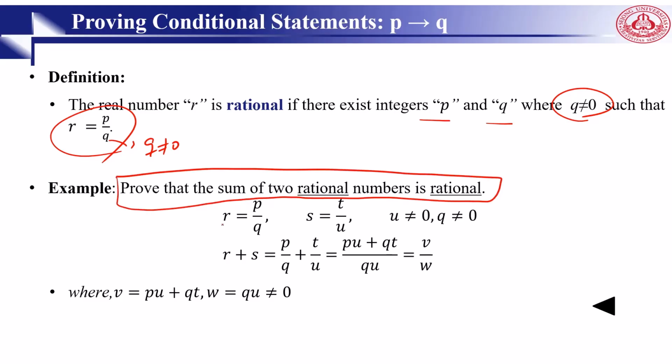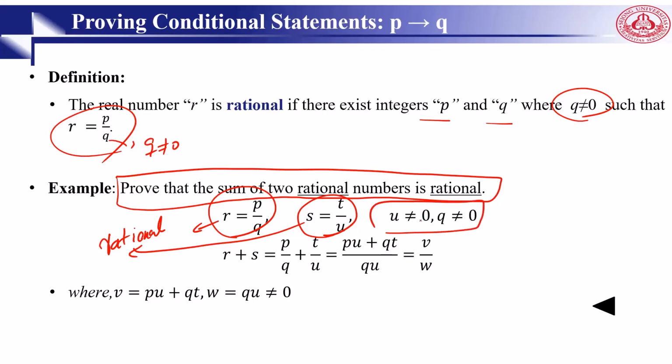Okay, easy. r equals p by q is a rational number. And also we consider this s is also rational. So we have two, because it is a sum, right? So we should go to the sum of two. We know that q and u both are not 0. This is the definition of a rational number. Then there must be integers p and q and also t and u.